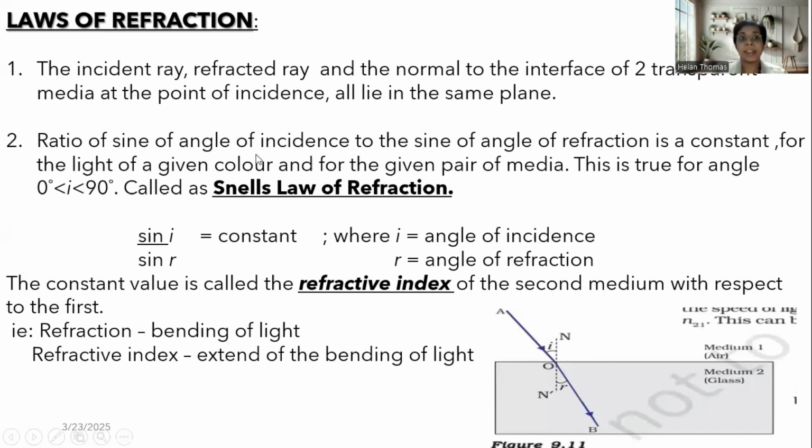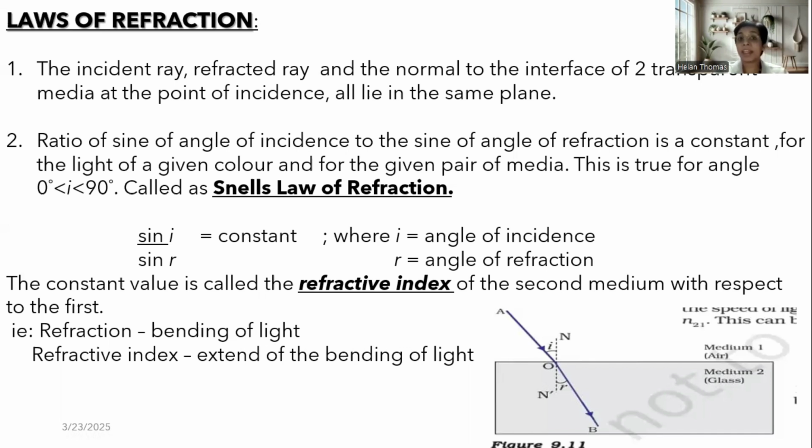And the second law is that the ratio of the sine of the angle of incidence to the sine of the angle of refraction is a constant, which means this angle I and angle R. The sine of the angle I to the sine of the angle R, this ratio will be a constant. And this constant is otherwise known as the refractive index. And this is the second law.